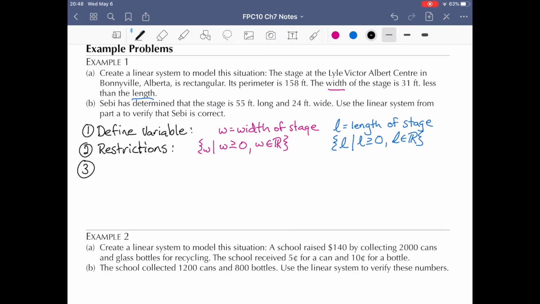Number 3. Our equations. Now we look for 2 statements in our question that will help us get our equations. Our first statement, its perimeter is 158 feet. Okay, so let's do that one. Perimeter is 158 feet. So the perimeter is twice the width plus twice the length is equal to 158 feet. That's our first equation. That's equation 1.